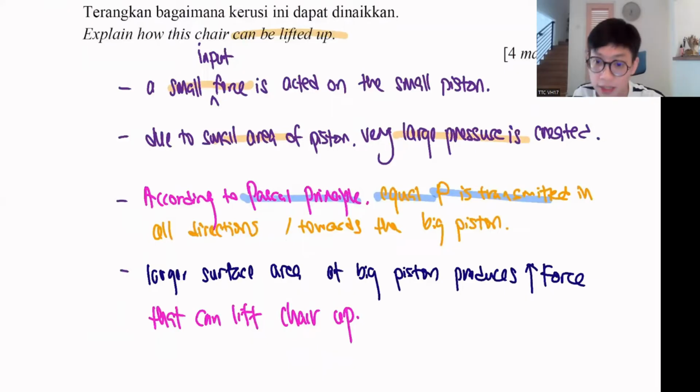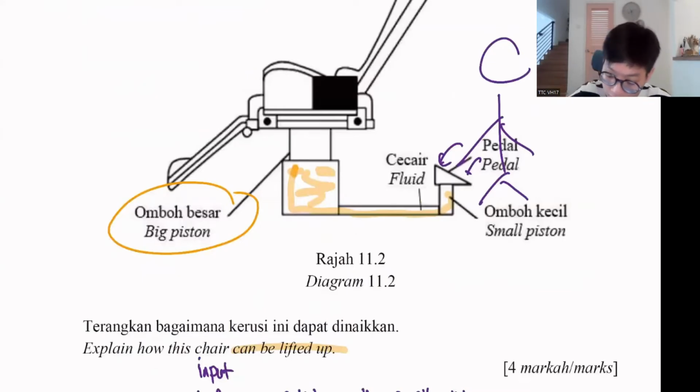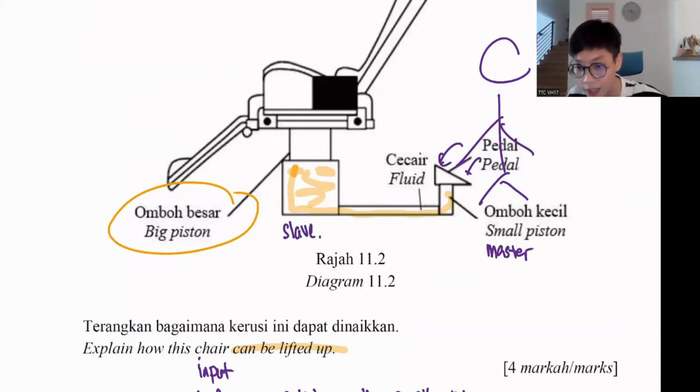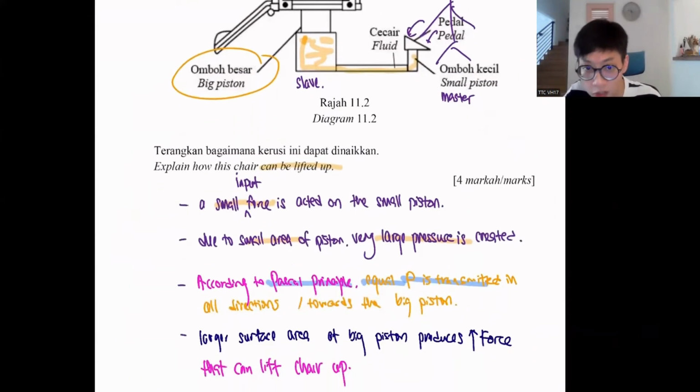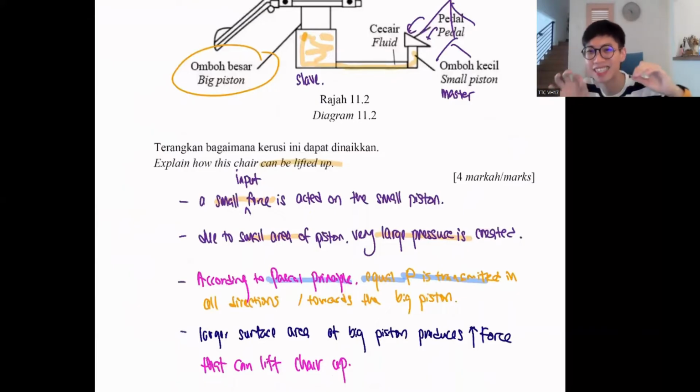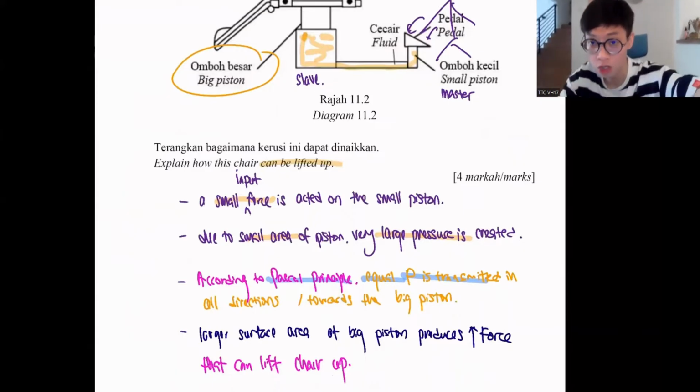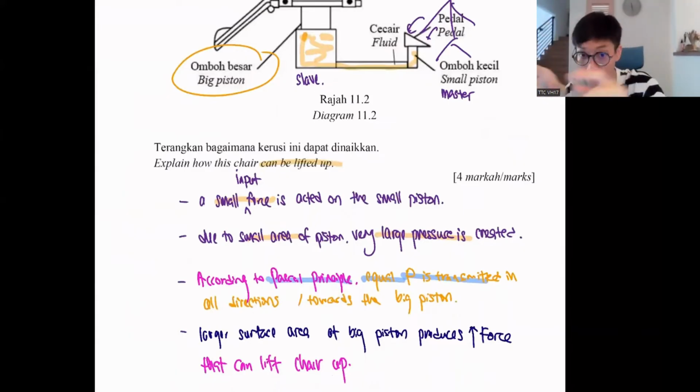Okay, usually they also use another name. Now the input piston, they will usually call it the master piston. This one they usually call a slave piston. But then some people ask me, teacher, can I refer to master and slave piston? Cannot. Why? Because most of the time, your answer scheme will be based on the picture.